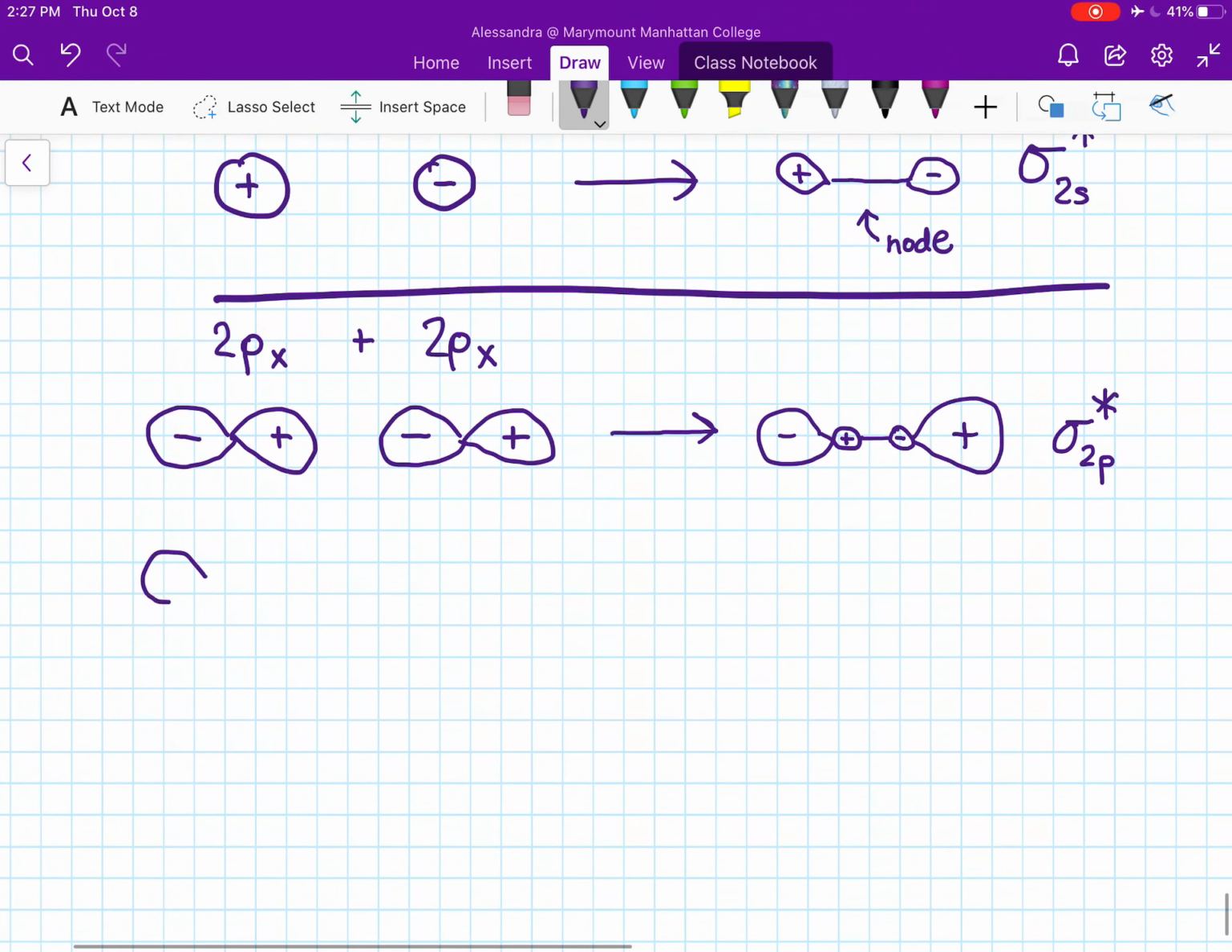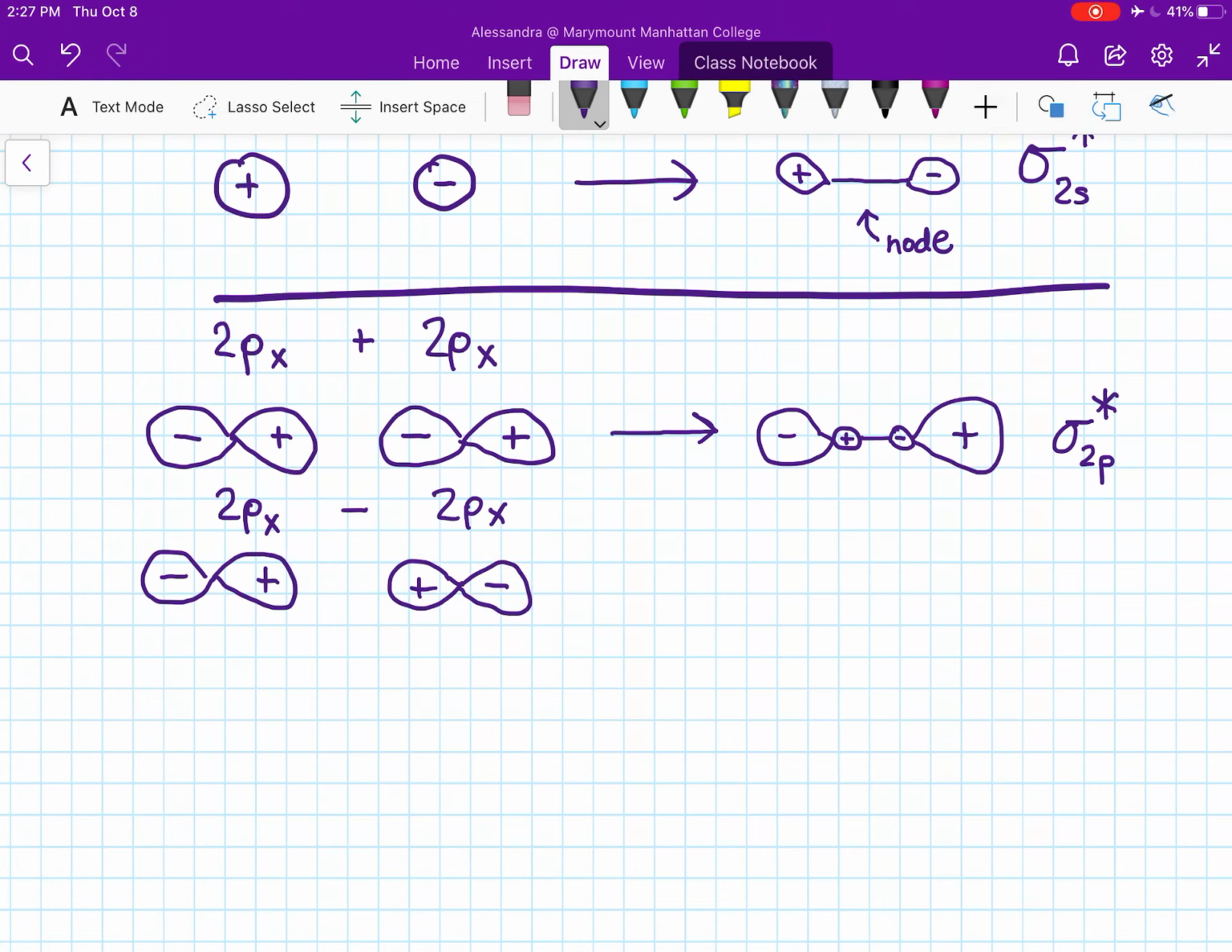But whenever I add two orbitals together, I also have to do the opposite. I also have to subtract one from the other. So I want to take 2px and subtract 2px from it. And another way of saying that is that I'm going to add them together but flip the sign of the second one. So it looks like this.